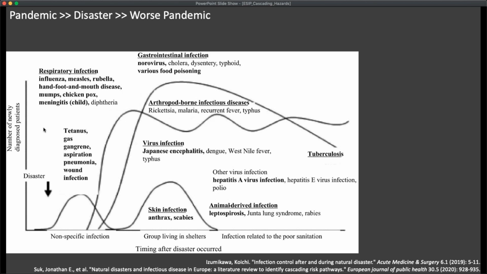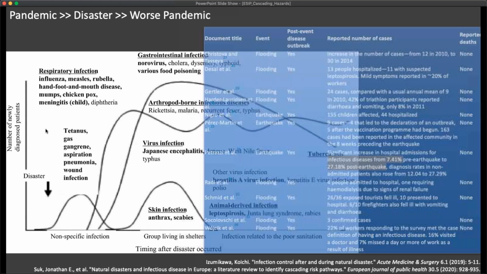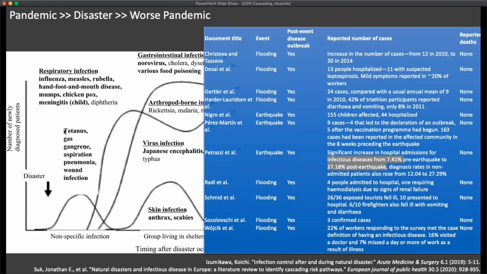This is a study that was done before COVID. This figure is actually from a more recent study, but you can look at the literature, and there are already many articles about how different types of infections could spread more readily when there is a disaster. And of course, there are several examples of that.